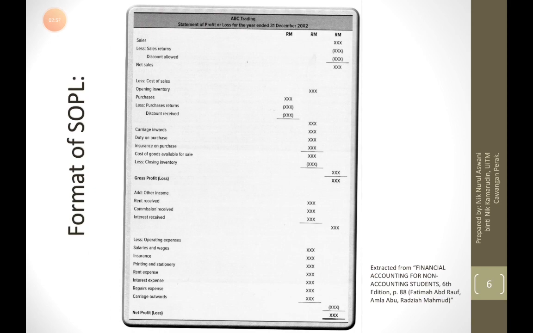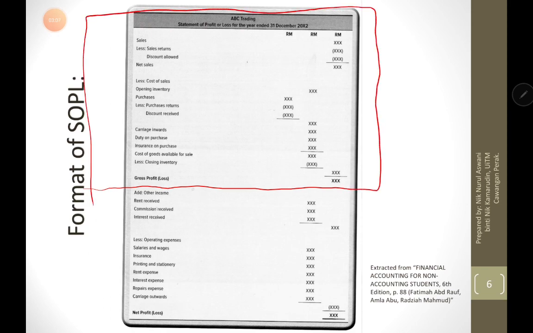We can see we divide the statement of profit or loss into two parts. The first part, we want to find out the gross profit or loss. To find the gross profit, we start with the sales less sales return, or return inwards. Less discount allowed, we get the net sales.